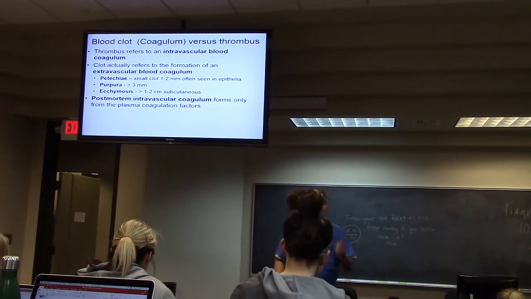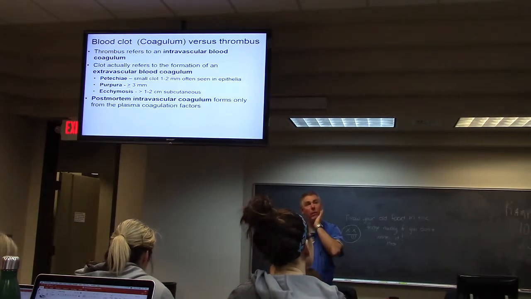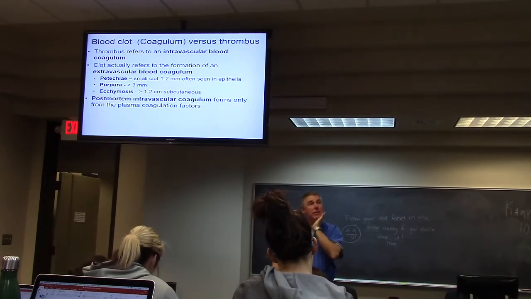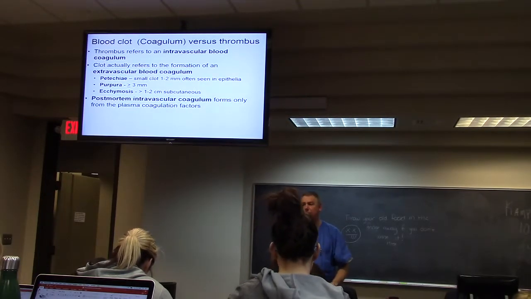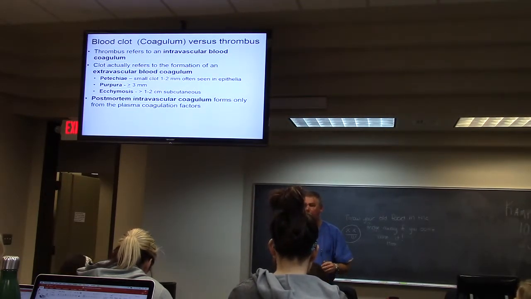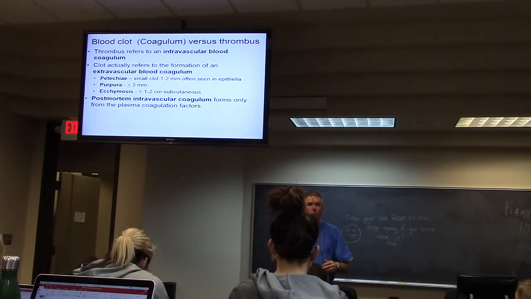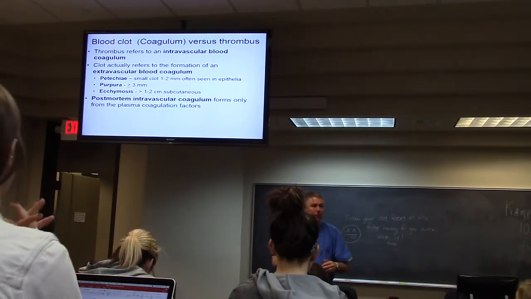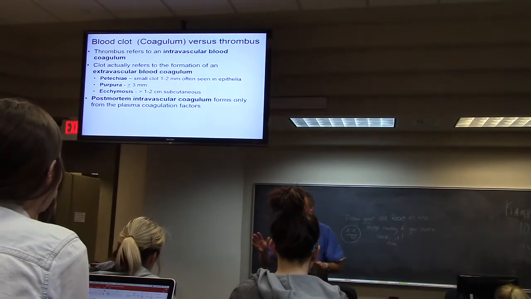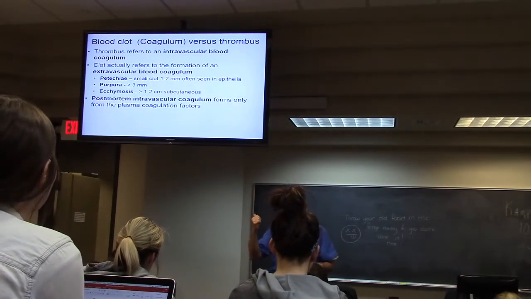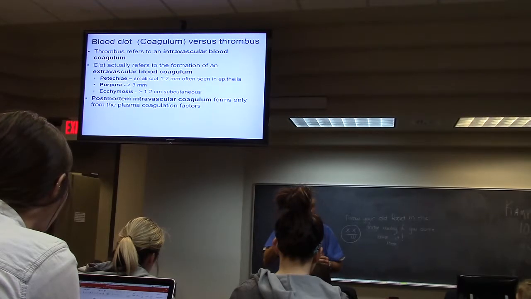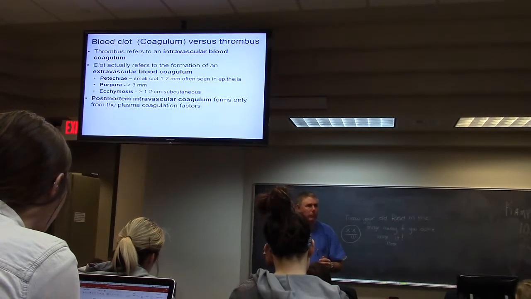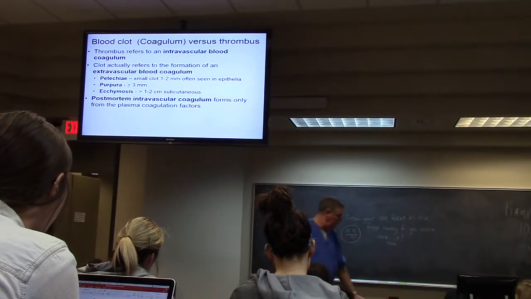All right. Postmortem intravascular coagulum. The only reason I put this on here is how do you distinguish in a dead person, did that clot cause their death, or did that clot form after their death? So we'll talk about that for a few minutes. You remember in the cadavers here, you people have been pulling these clots out of the pulmonary circulation, the heart. Well, was that actually the cause of the death, or did it just form later on?